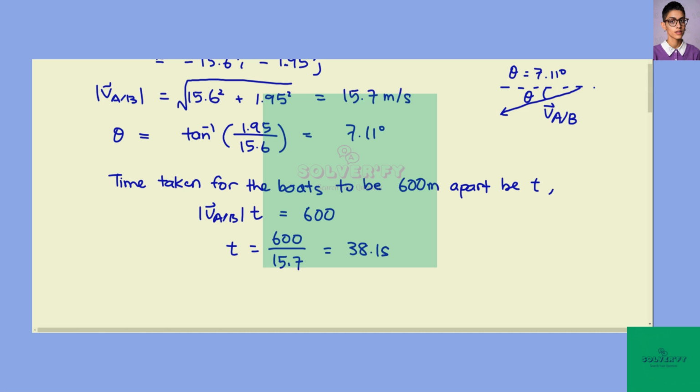So this is the magnitude of the relative velocity, the direction, and then this is the time taken for the boats to be 600 meters apart. Okay, and that's all for this question.